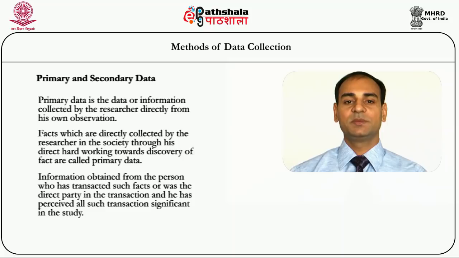Any information obtained from the person who has transacted any phenomena of facts, or who has participated in that transaction or phenomena, or who is the witness of that transaction and phenomena, directly gathering the information from that person is the primary data, and that person is the primary source. He is the direct source of information who has perceived the information directly. And other than the direct observation of fact, any source of information which provides the information by an indirect method, that is the secondary method.